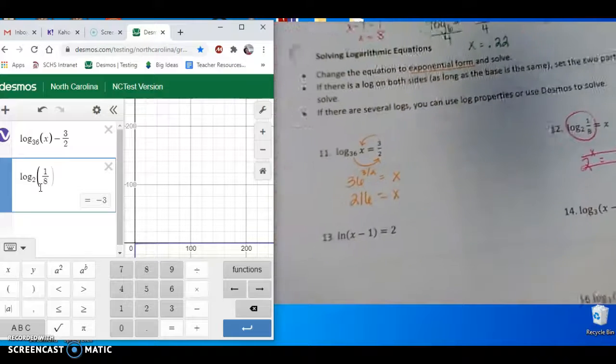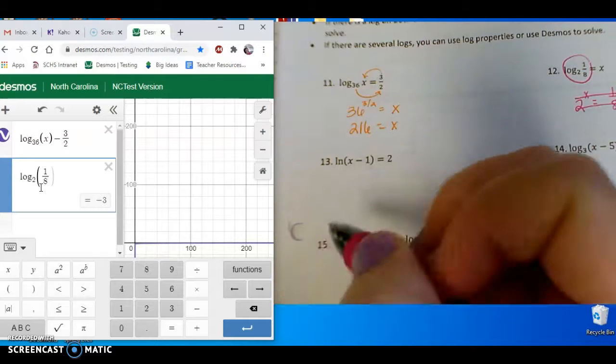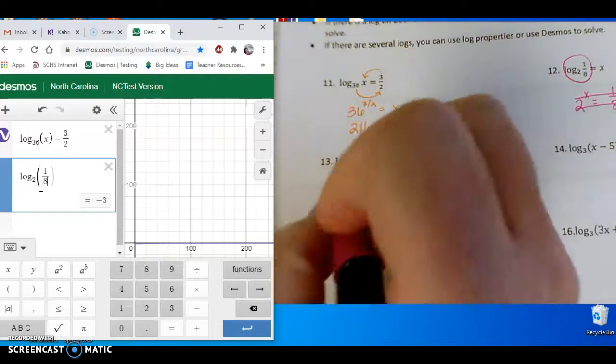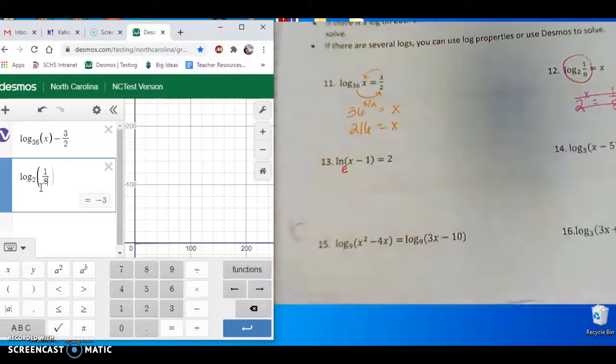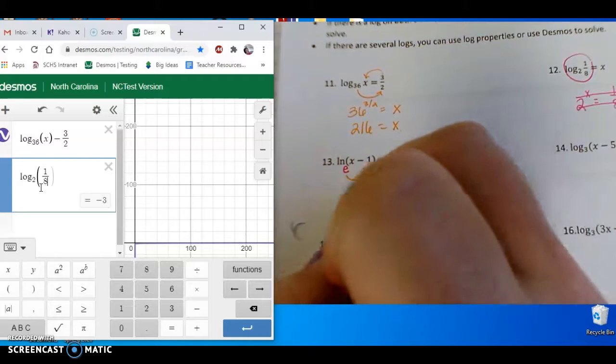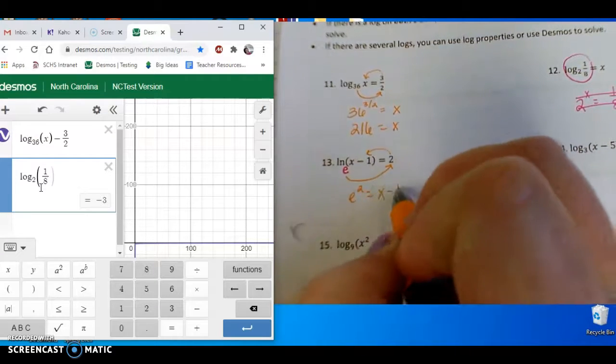All right, let's look at number 13. What's the understood base here? Whenever there's a natural log, it's understood that there's an e down here. Okay? And so what we want to do is we want to rewrite it. We're going to write e to that power equals x minus 1.